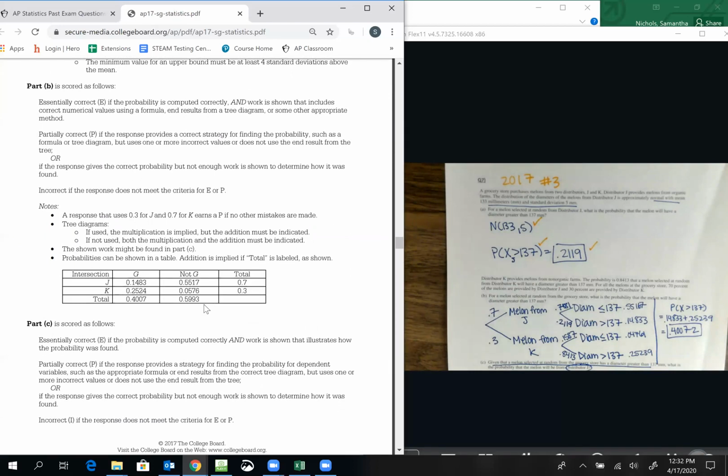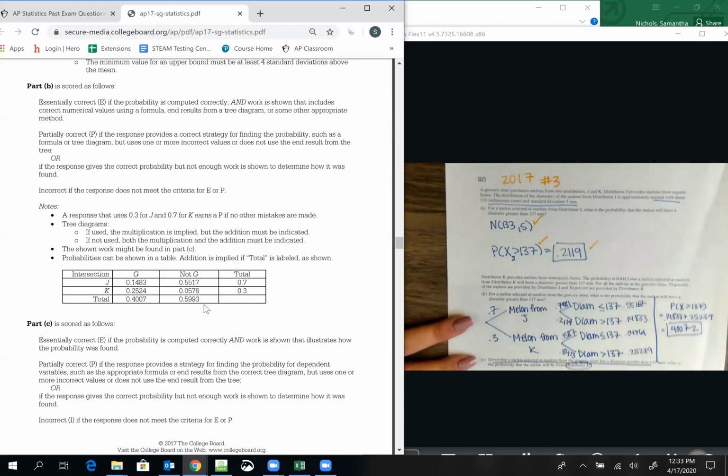Part B, distributor K, probabilities 0.8413 that a melon from distributor K will have a diameter greater than 137. For all the melons at the grocery store, 70% of the melons are provided by J and the rest are provided by K. For melons selected at random from the grocery store, what is the probability that the melon will have a diameter greater than 137? So there are 2 ways to do it.